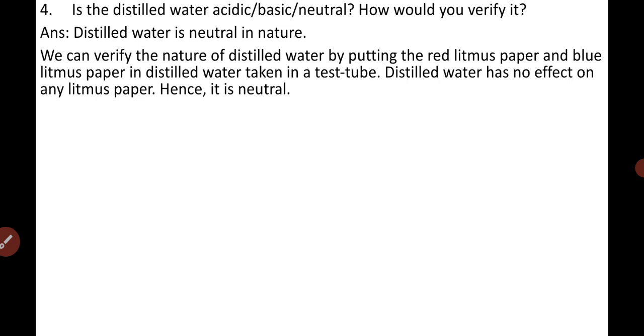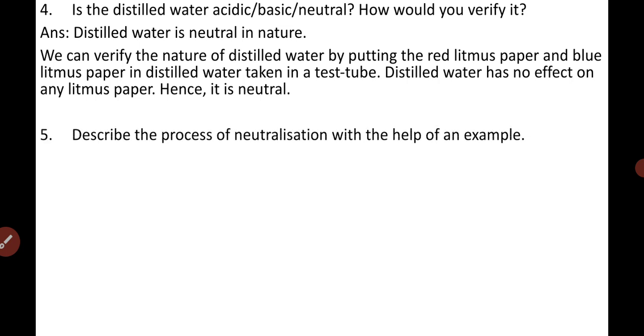If you take some distilled water in a test tube and put a red litmus paper in it, there will be no change in the color of the red litmus paper. Similarly, if you put blue litmus paper in distilled water, again there will be no change in its color. That means distilled water has no effect on any litmus paper. Since it has no effect on any litmus paper, it is neutral in nature. So this is the answer of question number 4. You can pause the video and note down all the answers.